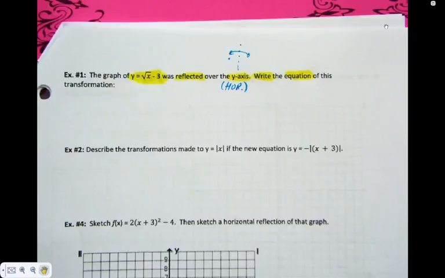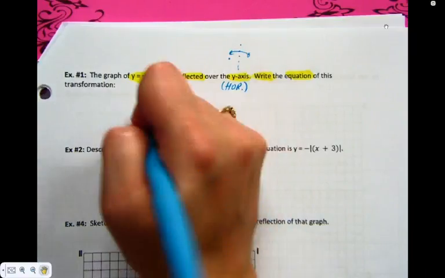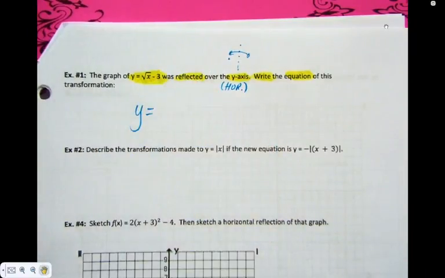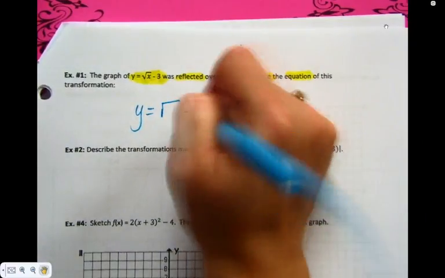So we know we need to add a negative. All we need to know now is, is it outside the brackets or inside the brackets? It's going to be inside brackets because it's horizontal. So I'm going to leave the y. I'm going to leave the equal sign. I'm going to leave the square root. And I'm going to leave that negative 3.